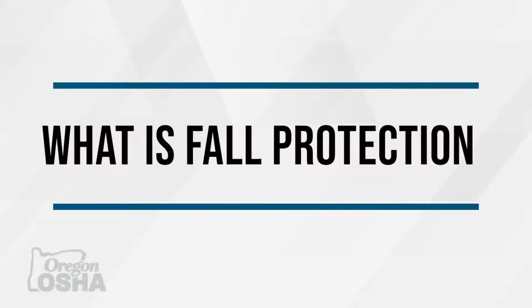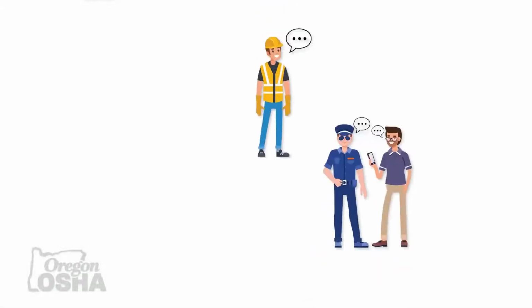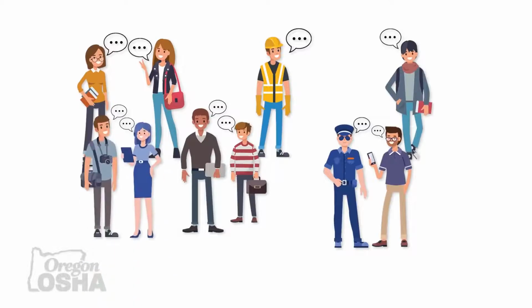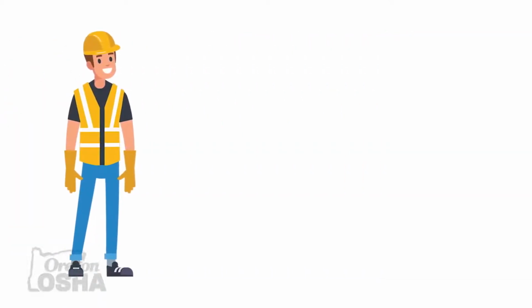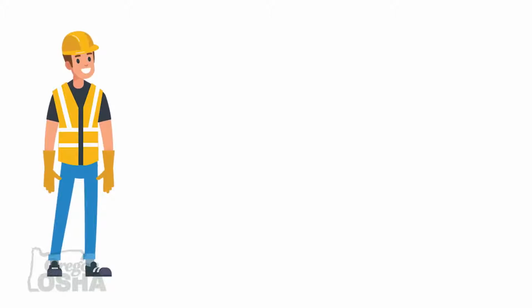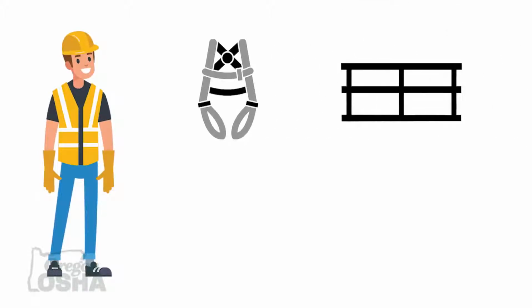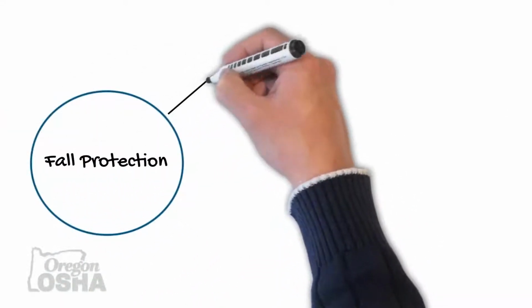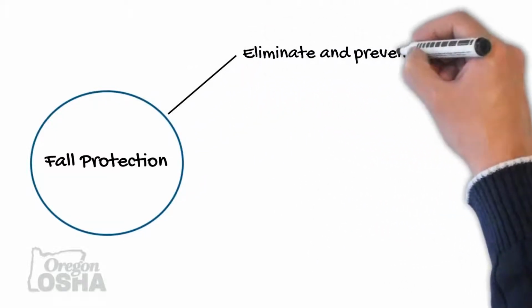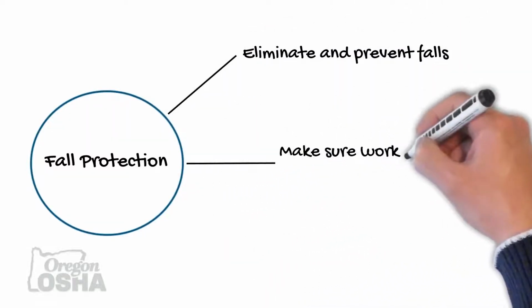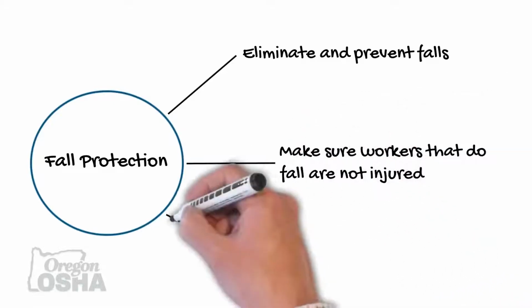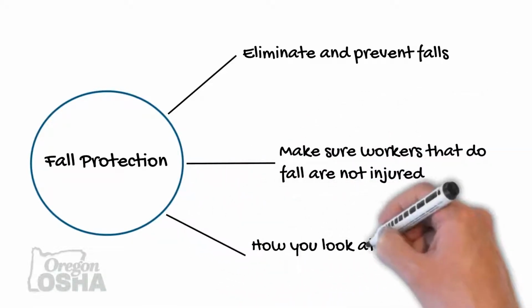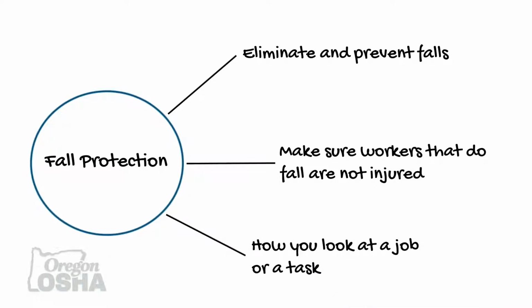What is fall protection? Ask 10 different people what fall protection means, and you're likely to get 10 different answers. For many in the construction industry, equipment that comes to mind are things like guardrails, personal fall protection systems like fall arrest, or perhaps safety nets. But fall protection is more than equipment. Fall protection is anything you do to eliminate and prevent falls, or make sure that workers who do fall are not injured. Fall protection is not just a system. It's how you look at a job or task. Beyond that, you could even say it's a commitment.